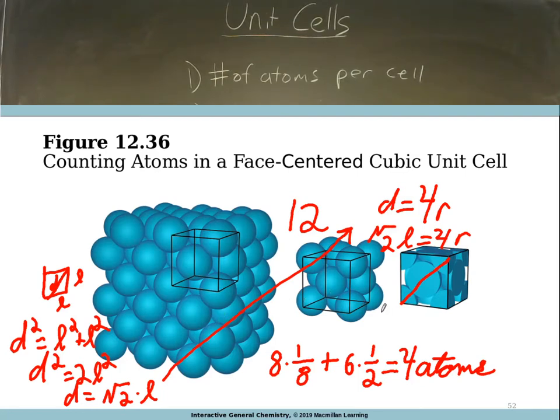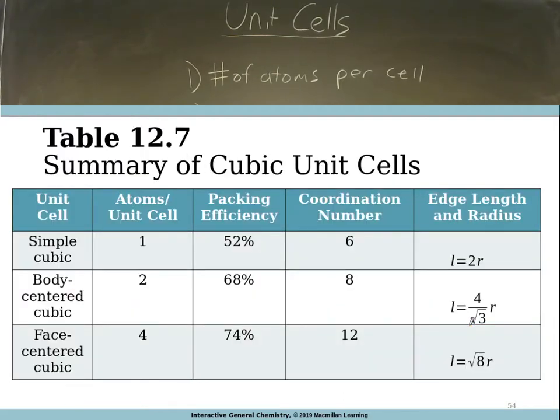And this will all simplify. If I take L, it's going to equal 4 divided by the square root of 2, which simplifies to be the square root of 8. 4 is the square root of 16, and we'll divide by the square root of 2, so 16 divided by 2 is 8. L equals the square root of 8 times R. Okay, so let's summarize all of that.